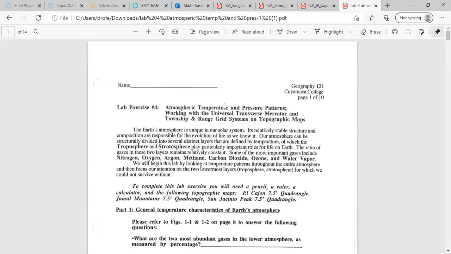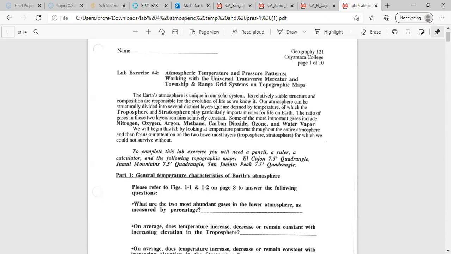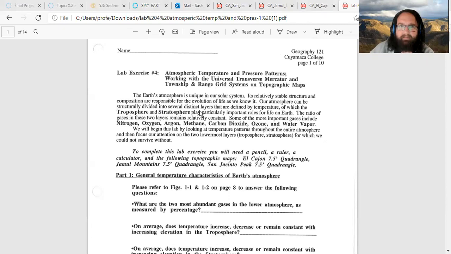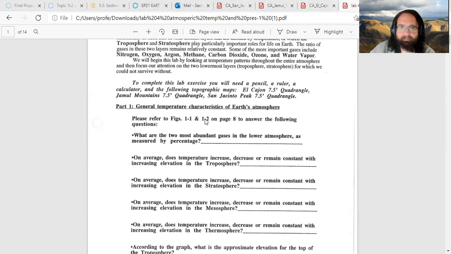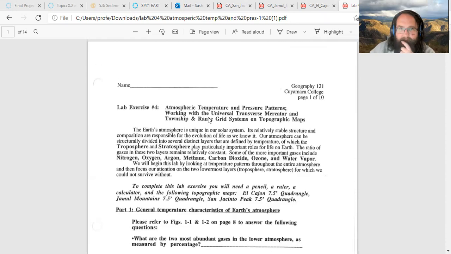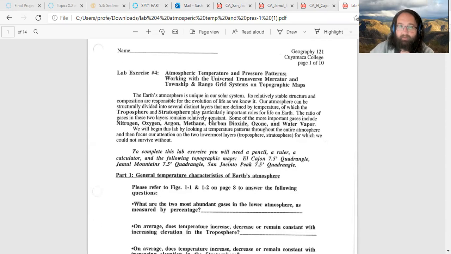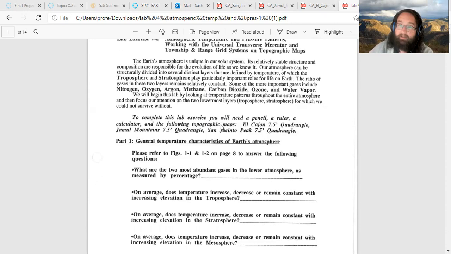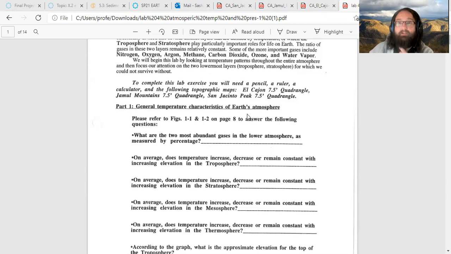All right. Now I've got the lab right up here. This is lab exercise 4. We are looking at here. And so first bit here is we're looking at a number of things. We're looking at stuff on the lab itself. We are also looking at various topographic maps.